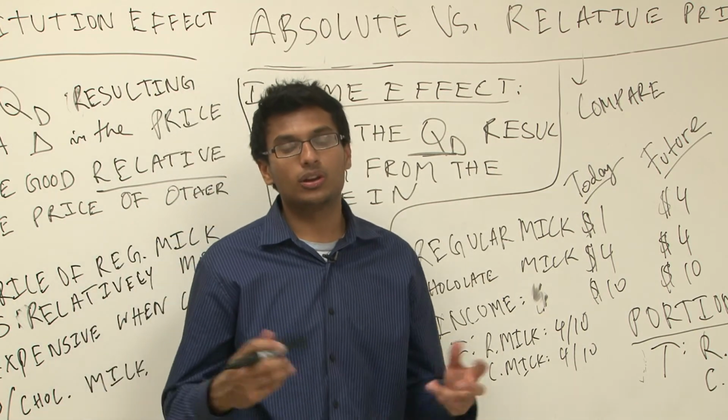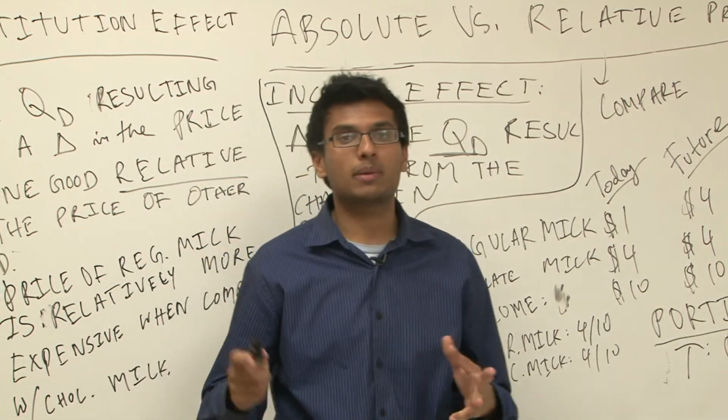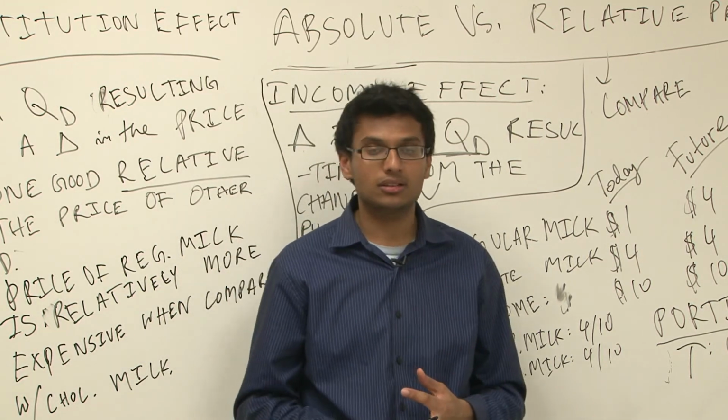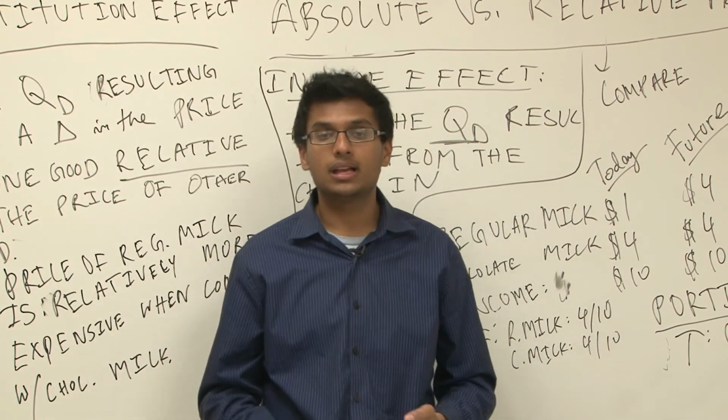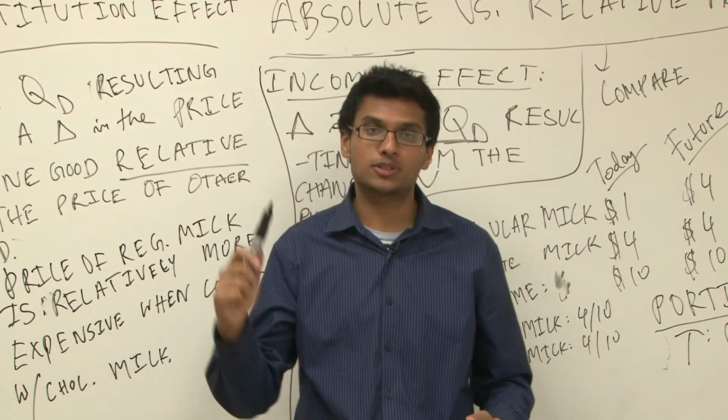All right. So in recap, we've talked about relative prices. We've talked about absolute prices. We've talked about law of demand, law of supply. We talked about the income effect, substitution effect.